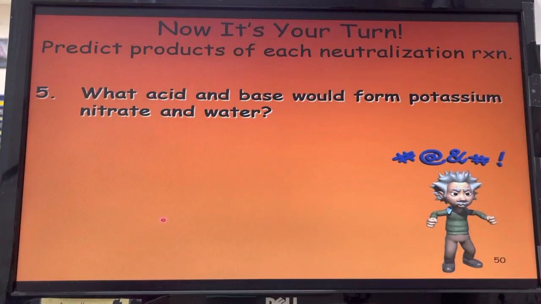And then on the final one here, which somehow is irritating Einstein, I don't know why that's there, but what acid and base would form potassium nitrate and water? So this one's a backwards one also. You just take that cation, that potassium, and that polyatomic ion, nitrate, and take the hydrogen and the hydroxide from the water and replace them, okay?